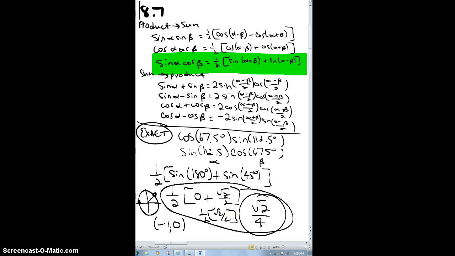That's my final answer. And again, it's an exact answer because once I use the trig identity, I get things that are on the unit circle. If you want to check your answer, you can put your calculator in degrees and take the cosine of this times the sine of that, hit enter, and convert this to a decimal. The decimal form that you get for this should match this one.